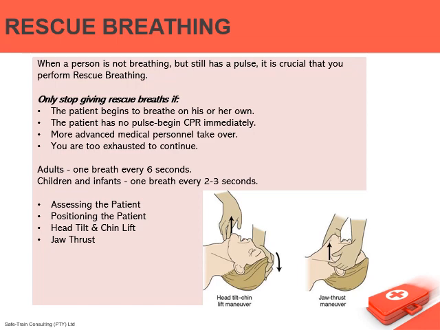You should never perform rescue breathing on a stranger unless you have a barrier device, so that you will not catch any contagious disease the patient is carrying. Should an adult, child or infant's pulse return but is not breathing effectively, assist with rescue breaths. Rescue breaths are given to adults by delivering one breath every 6 seconds, and to children and infants by delivering one breath every 2 to 3 seconds.